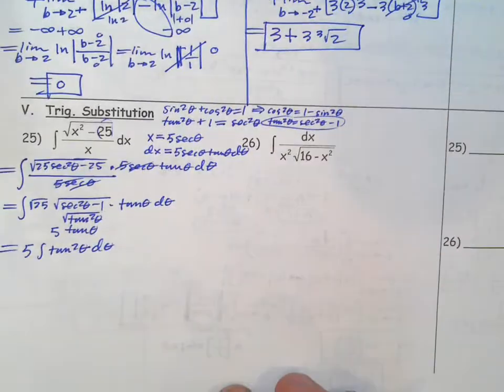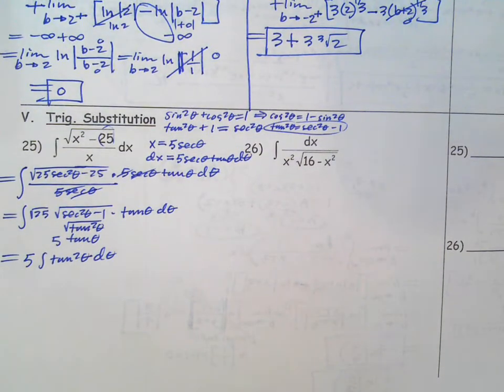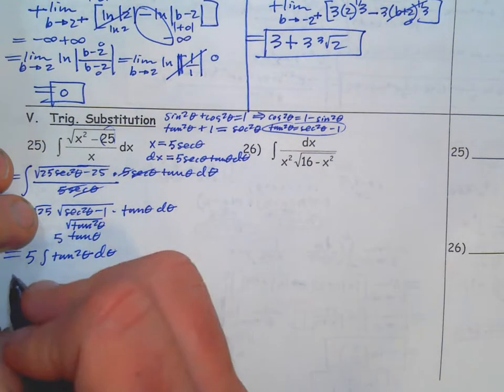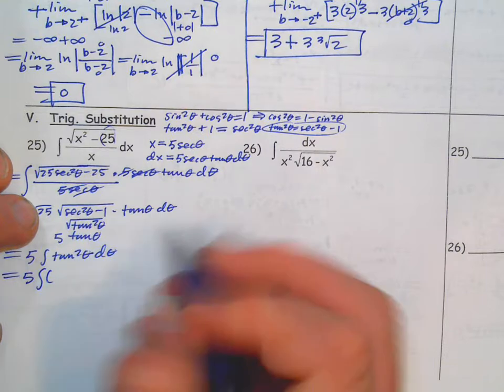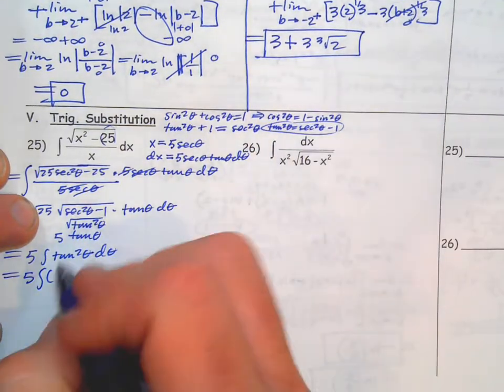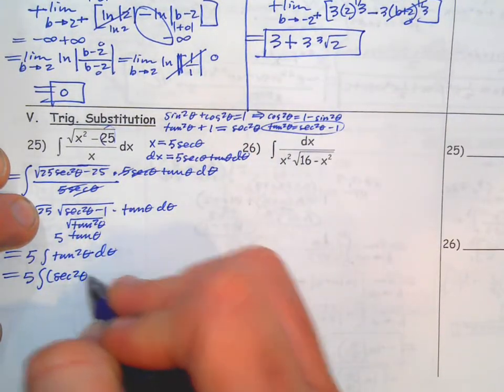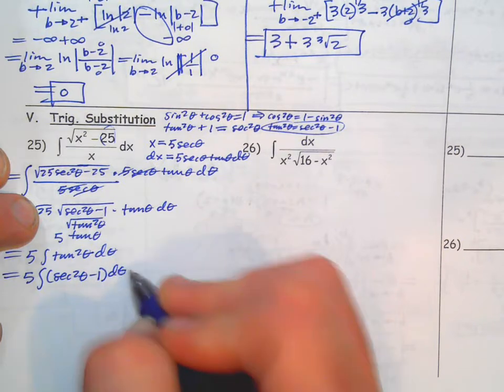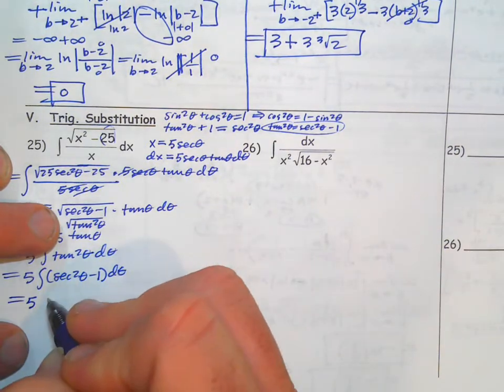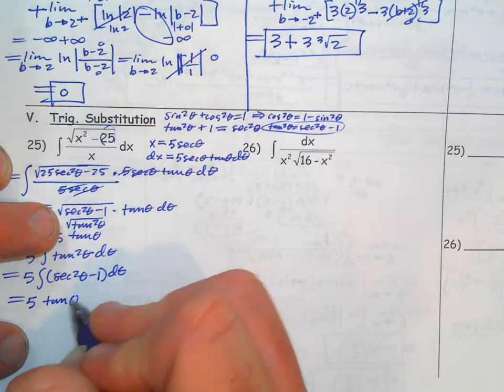Now, to integrate tangent squared theta, we're not going to use double angle. That's for sine squared and cosine squared. I don't think U-Substitution is going to work. What we could do is we could actually use that identity right there to break it up into secant squared theta minus 1, because we can integrate secant squared theta. The antiderivative of secant squared theta is tangent theta, right?